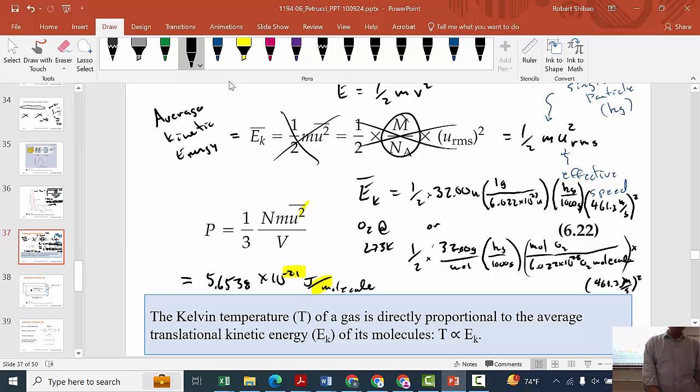If I had a mole of molecules, I'd multiply that by 6.022 times 10 to the 23rd. And that comes out to 3,000 joules for a mole of oxygen molecules. A mole of oxygen is about 22.4 liters at STP.